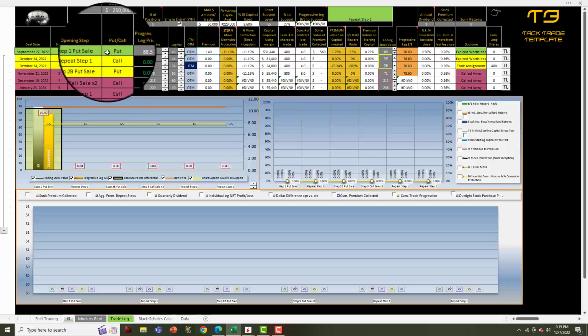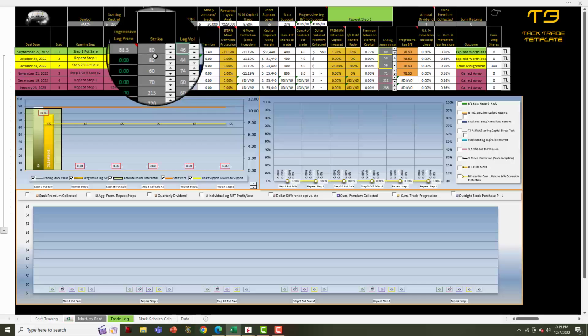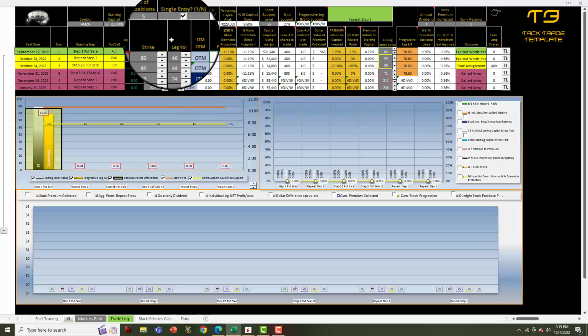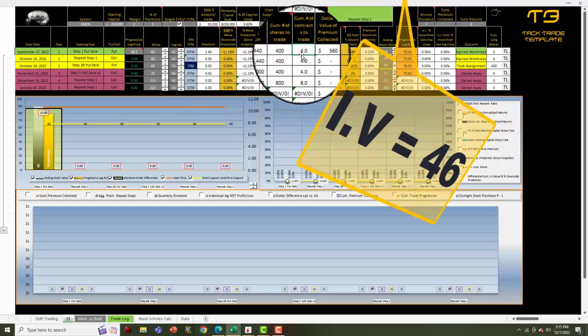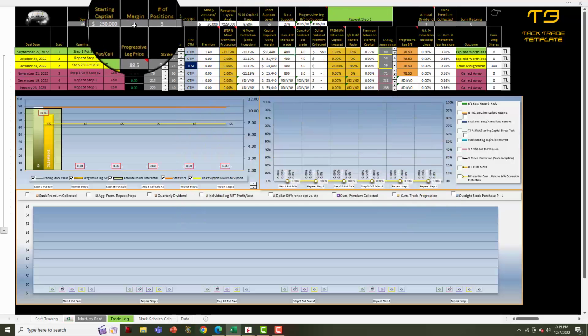It looks like the implied vol for that particular series and strike price, so that would be the January 6th, 2023 series with an 80 strike, has about a 46 implied vol with a 30-day options expiry. So let's go ahead and sell that. We'll bring in $1.40. We're going to sell 4 contracts, which is 400 shares. The application automatically calculates that for you.